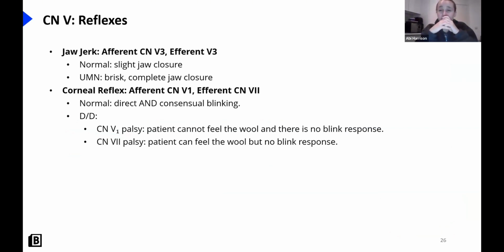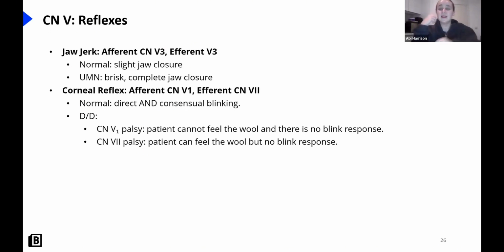And then your corneal reflex. Essentially, you'll ask the patient to bring the lower part of their eyelid down and look upwards, and then using a bit of cotton wool, you'll touch the cornea. And normal is the direct and consensual blinking. That's because the stimulus, the cotton wool, is picked up by cranial nerve 5 part 1, and then your eyes will close because of your cranial nerve 7, which innervates your muscles of facial movement.